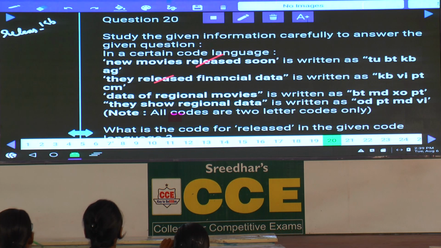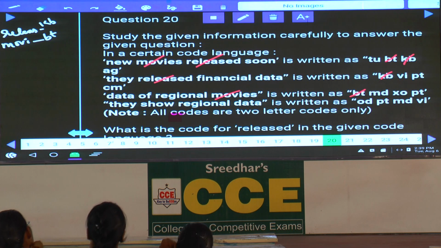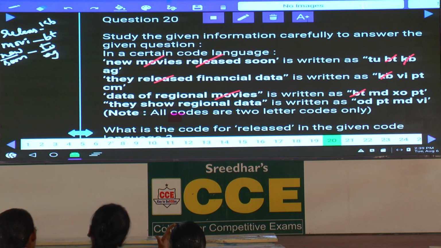If you compare the first and the third, new movies soon, what is the word which is common here? Movies. As movies is common, tell me what is the code which is common between 1 and 3. KB, KB, and TU, BT, AG. BT is common here, and the code to the word movies is BT. And 1 and 4, new and soon. Is there any word common here? No word is common, hence for new and soon there are two different codes, and the individual codes cannot be identified: TU and AG in any order.